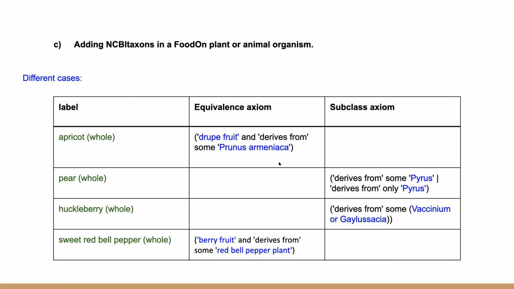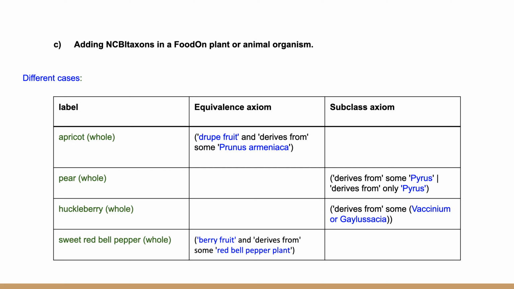So on that basis, we could make it equivalent to that. Like it's a drupe fruit and it is derived from Prunus americanum, Armeniaca. So similarly, this is one of the cases where we actually had NCBI taxon easily available. But if you see in case of pear whole, the pear tree and shrub are actually a species of genus Pyrus. So here for taxon, we have used Pyrus in subclass axiom, and it's because pear is a very generic term, and I think around 3,000 known varieties of pear are grown worldwide.